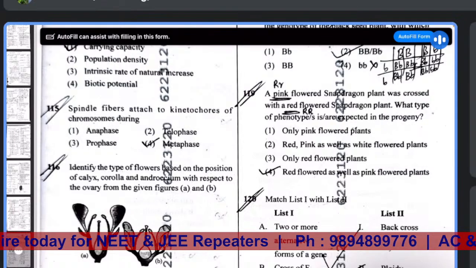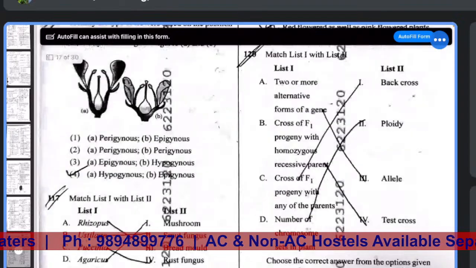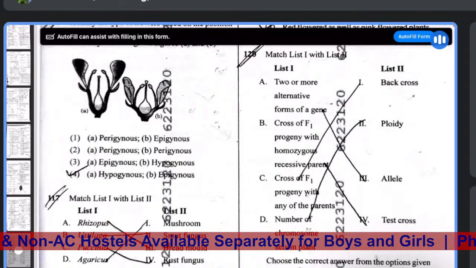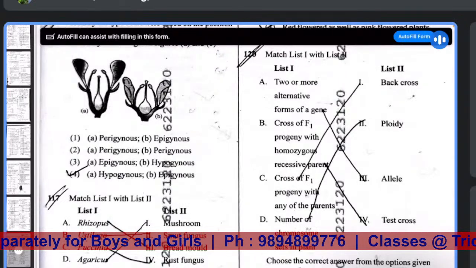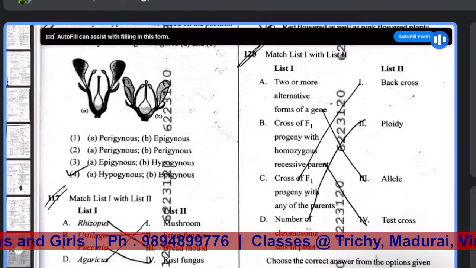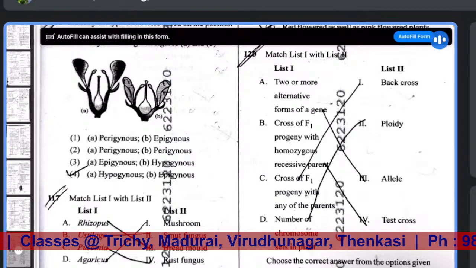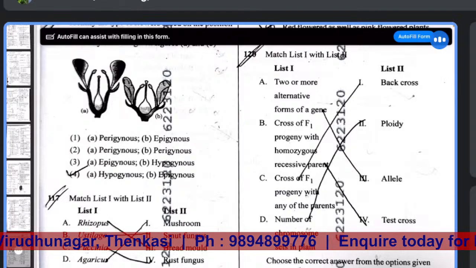Then question number 120. This is also a matching question. You just have to connect the definition with the proper terminology. Two or more alternative forms of the gene is called an allele. So for A, it is 3. Cross of F1 progeny with a homozygous recessive parent, I just discussed this with the previous question. So for B, it is test cross, option 4.